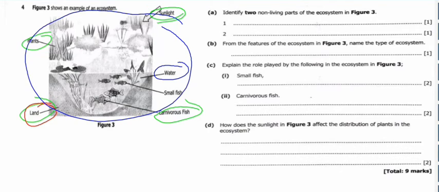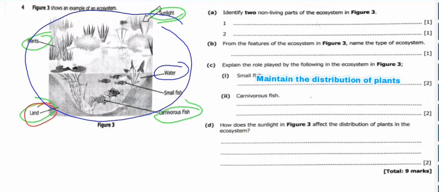Question C. Explain the role played by the following in the ecosystem in figure 3. Roman numeral 1, small fish. Small fish play a role by reducing the number of plants here. They are going to eat the aquatic plants. As you can see, this small fish here is eating a plant. So they maintain the number of plants in water.